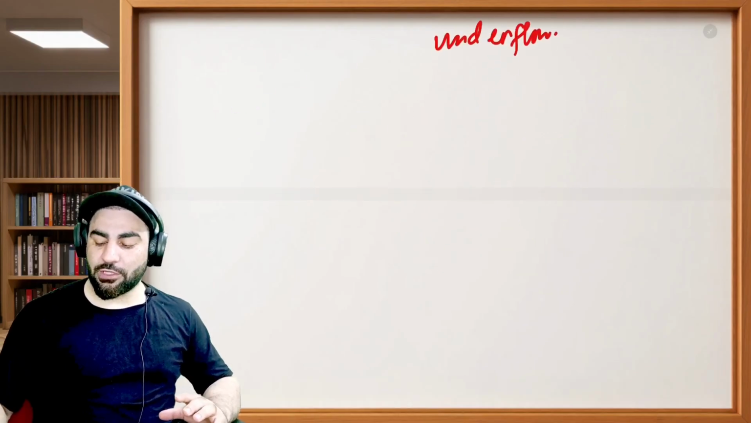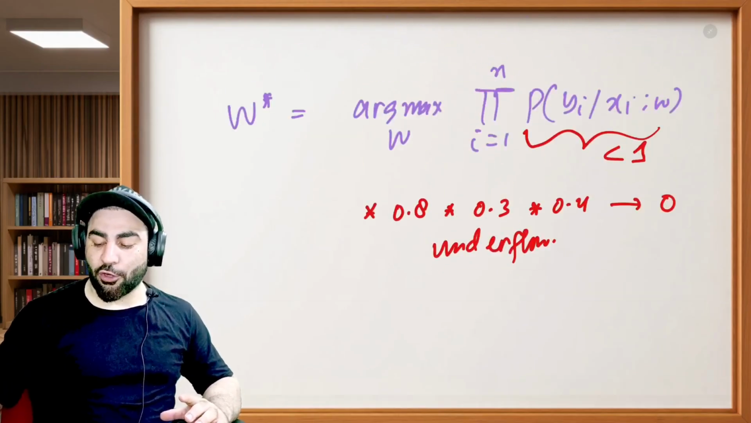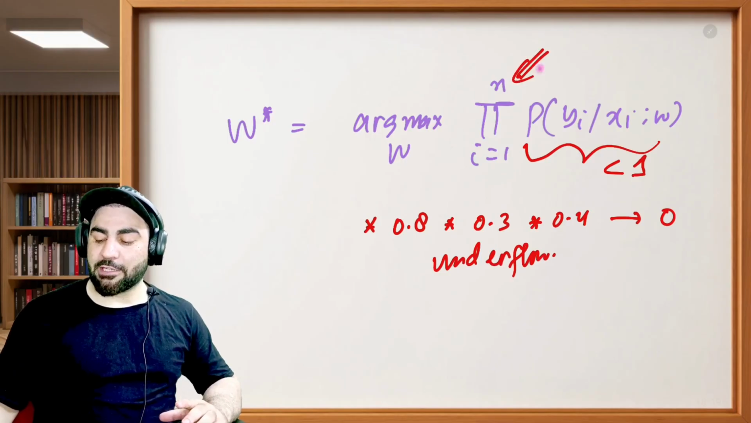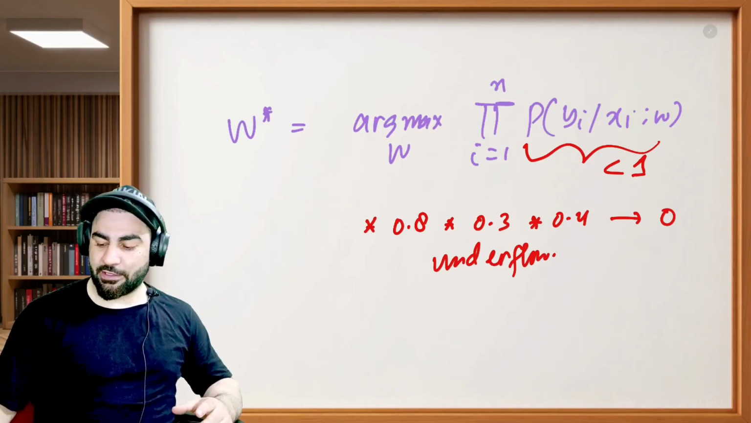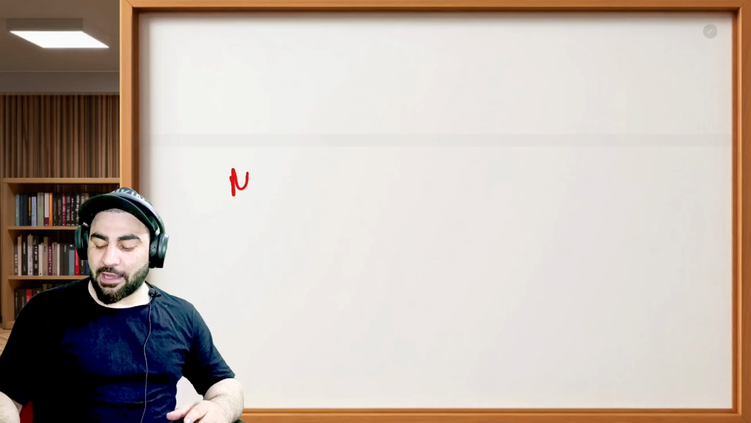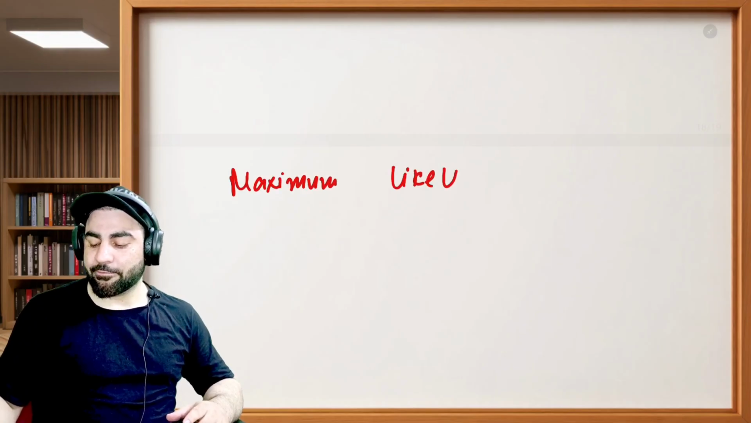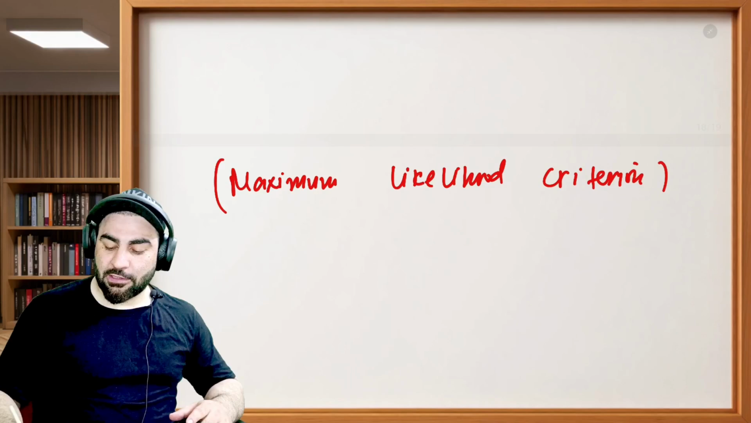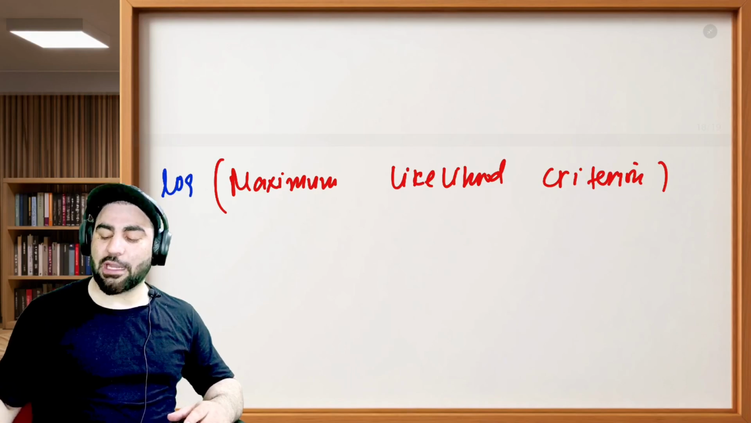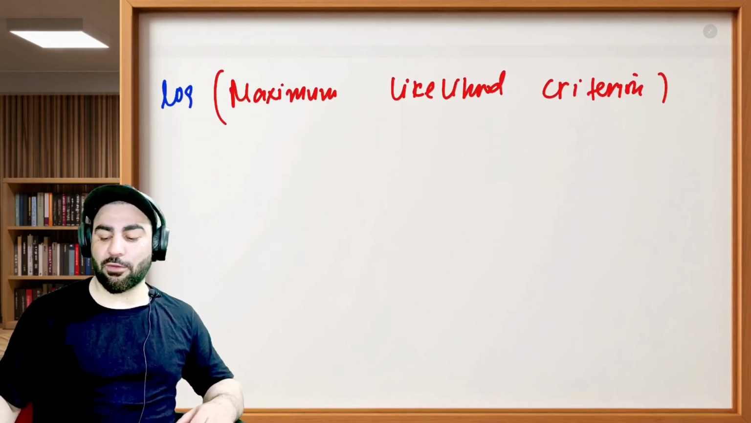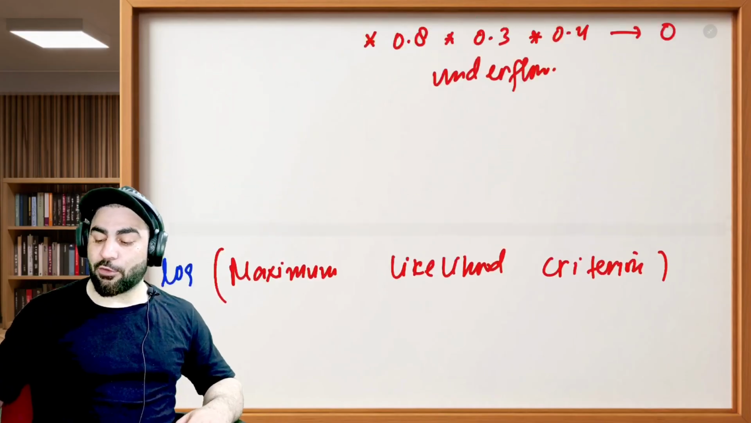What we'll do is apply log on that. If we apply log onto this, the multiplication will be converted into addition. So you apply log onto the maximum likelihood criterion, and this is called log likelihood. You might have heard about maximum log likelihood, because now you are applying log onto this.